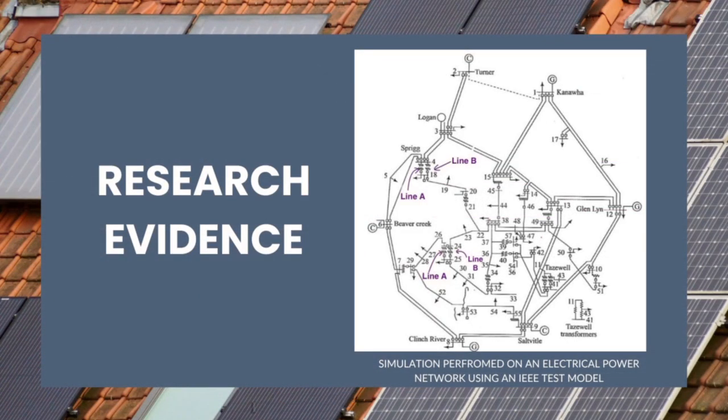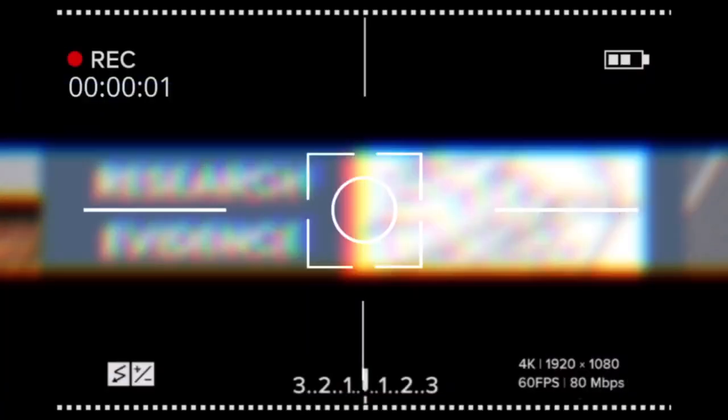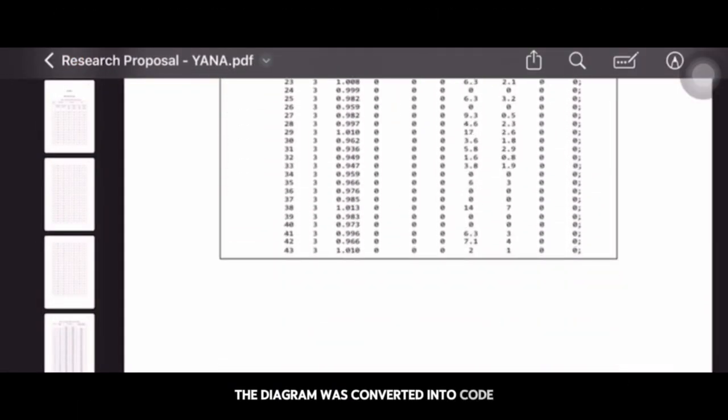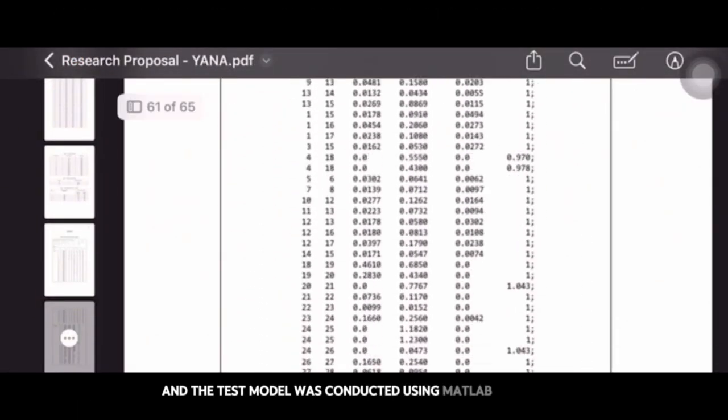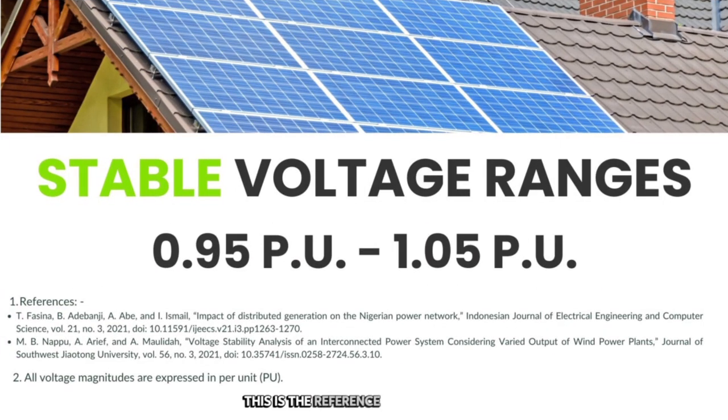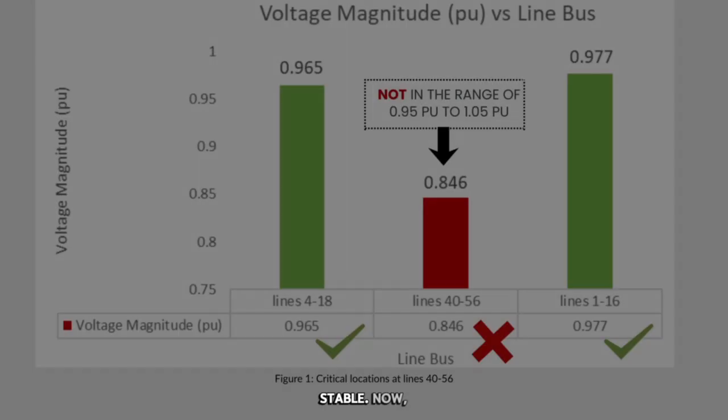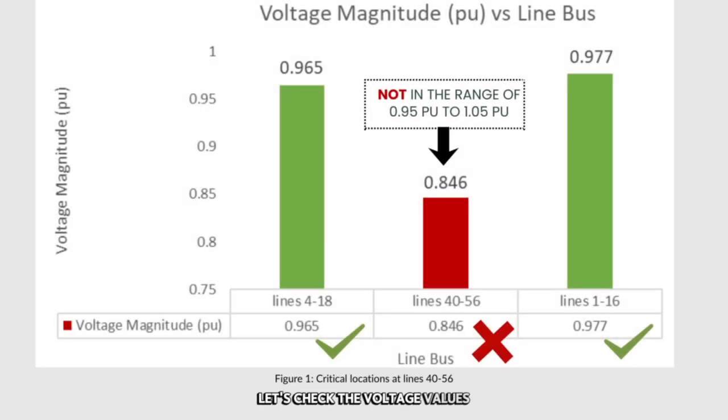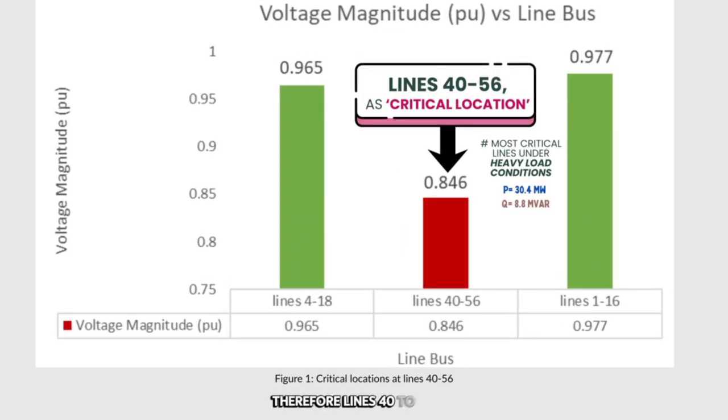This is the diagram of the IEEE test model used in this study. The diagram was converted into code and the test model was conducted using MATLAB software. This is the reference voltage range. The voltage must be within this range to be considered stable. Now, let's check the voltage values line by line. Lines 40 to 56 are identified as having voltage outside the acceptable range. Therefore, lines 40 to 56 are declared as critical locations, carrying a heavy load of 30.4 MW and 8.8 MW.